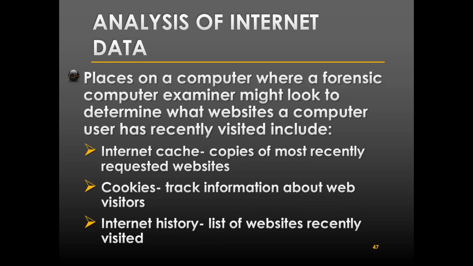Places on a computer where a forensic computer examiner might look to determine what websites a computer user has recently visited: there's the Internet Cache, which is copies of the most recently requested websites. They might also look at cookies. I'm sure you're used to going to websites and they ask you if you will approve them downloading cookies. Cookies track information about web visitors, usually so they can personalize ads to you. And then they can also check the Internet history, which is a list of websites recently visited.